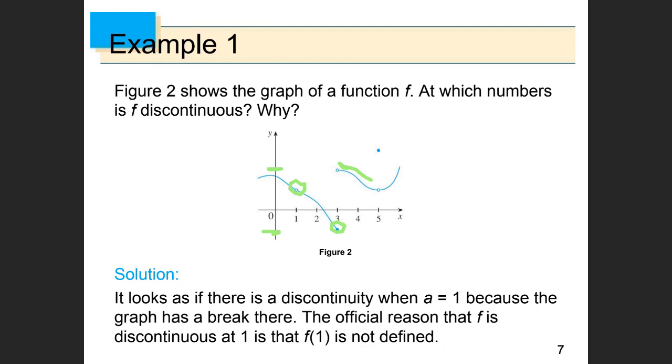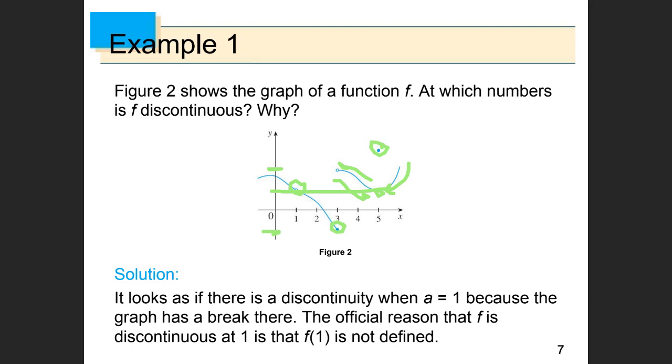All right, let's look at 5. At 5, okay, 5 is a very tricky one. Guys, you need to pay attention. f of 5 is defined. There we go. That is, f of 5 is defined. The limit as x approaches 5 exists, right? Because when you approach 5 from the right or from the left, you end up with the same y value. So the limit as x approaches 5 actually exists.